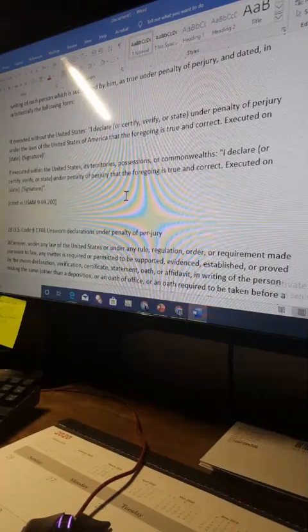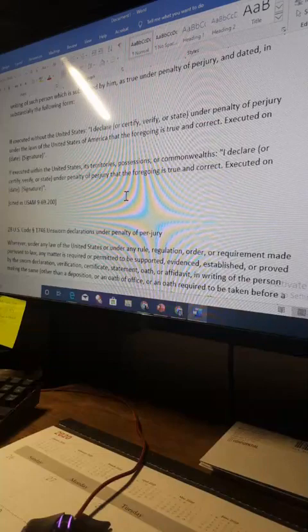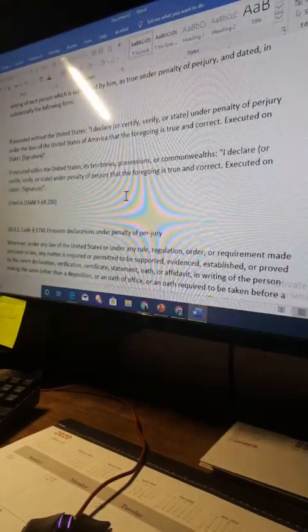If executed without the United States, I declare, or certify, verify, or state under penalty of perjury under the laws of the United States of America that the foregoing is true and correct, executed on date, followed by your autograph.